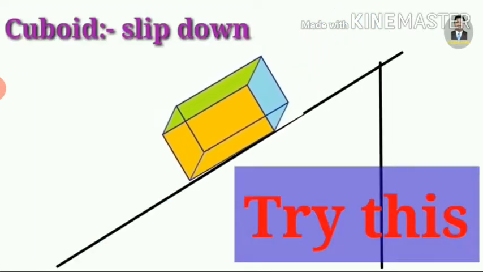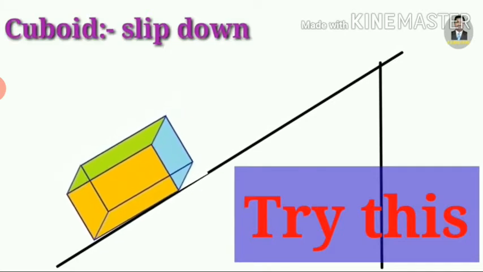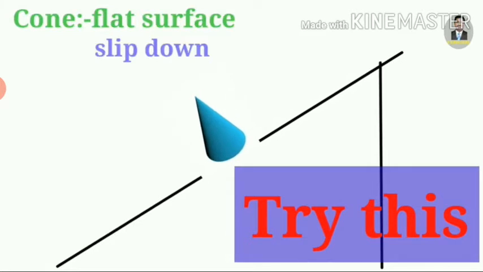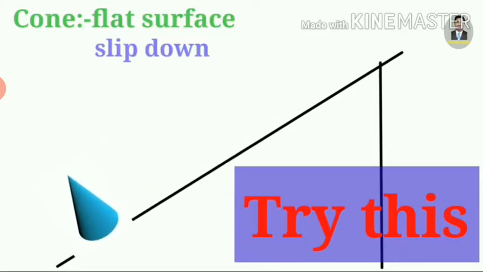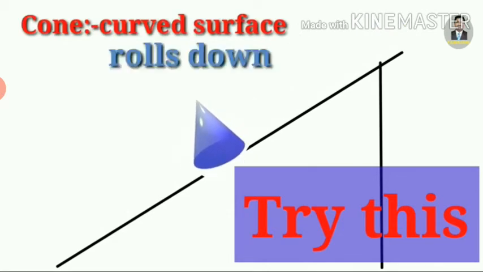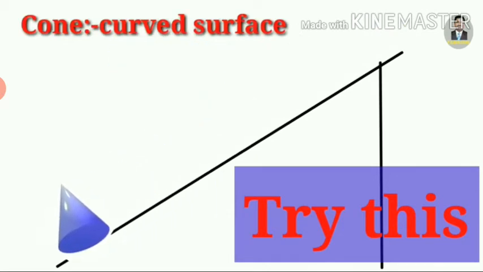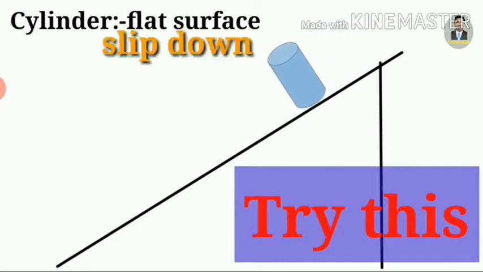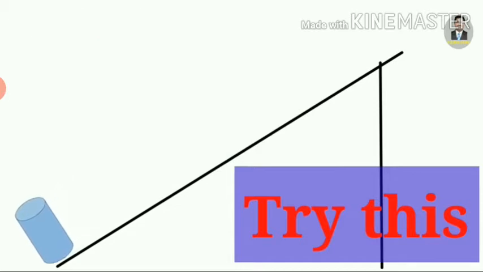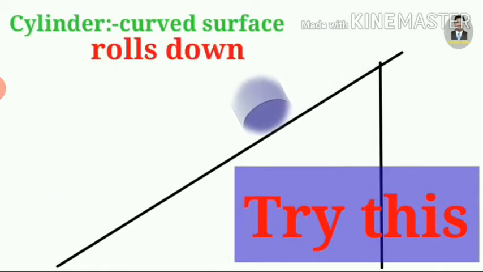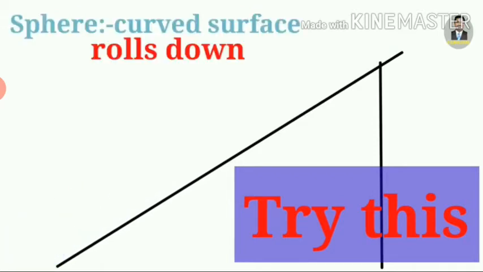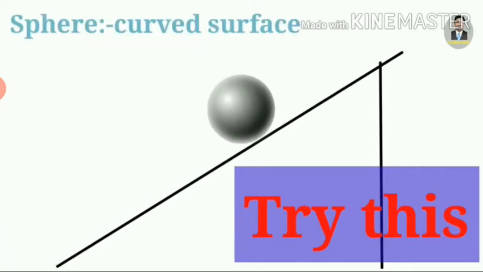Cuboid slips down. Cone flat surface slips down. Cone curved surface rolls down. Cylinder flat surface slips down. Cylinder curved surface rolls down. Sphere curved surface rolls down.